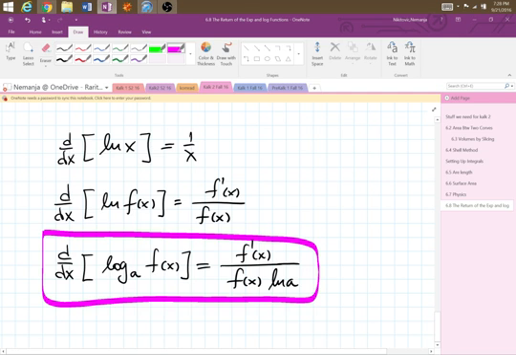Does this work? Well, the answer is obviously hell yes, because think about it. If a is e, then this becomes ln f of x, but then a is e, ln of e is 1, so this collapses into that. If f of x is x, and this is e, then the derivative of x is 1, ln of e is 1, and you get the 1 over x.